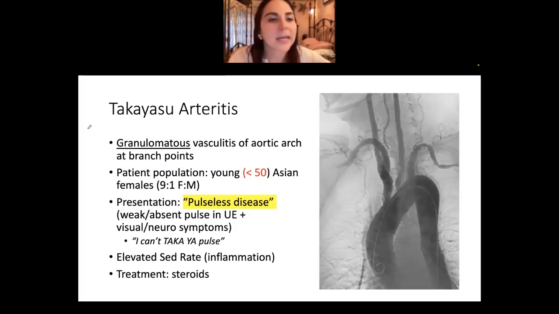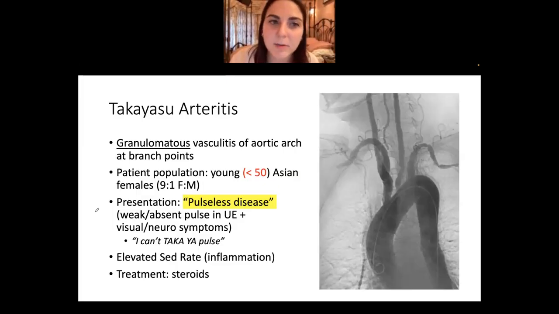All right, so then the second large vessel vasculitis, Takayasu. I think that's how you say it. Takayasu, yeah. So again, this is also granulomatous vasculitis. So, I didn't go through the pathophys again, but think T cells, think macrophages, that type of stuff. But this Takayasu is going to be at the aortic arch and any of those branch points of the aortic arch. It's actually more common in females.